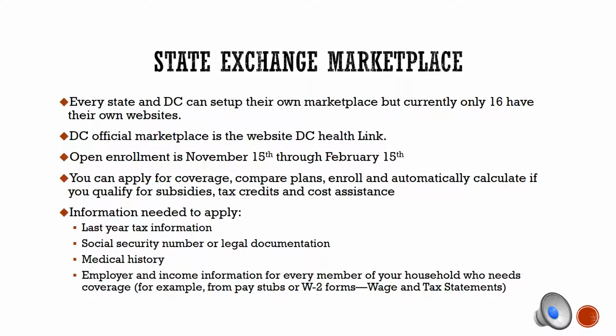You can apply for coverage, compare plans, enroll, and automatically calculate if you qualify for these tax credits and cost assistance. When applying, you need the following information: last year's tax information, social security number or legal documentation, medical history, employer and income information for every member of your household who needs coverage, for example, pay stubs or W-2s, and any other information that could affect your health insurance premium.